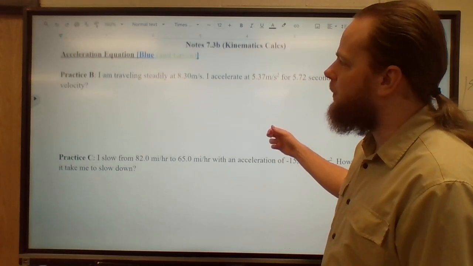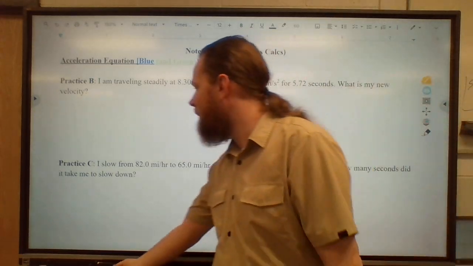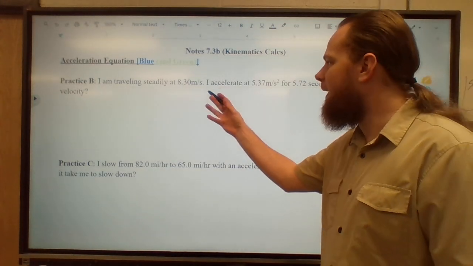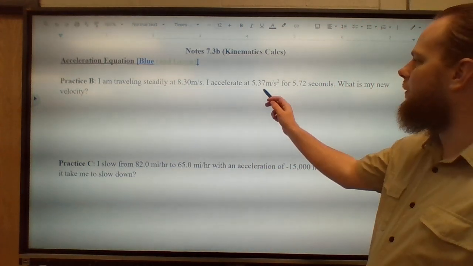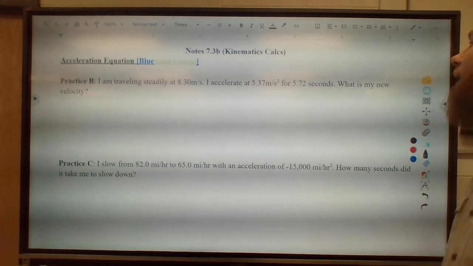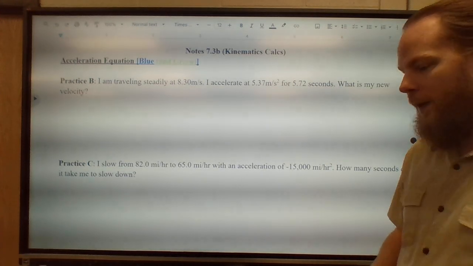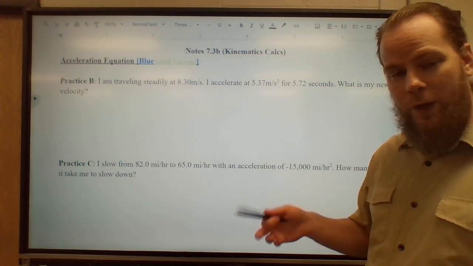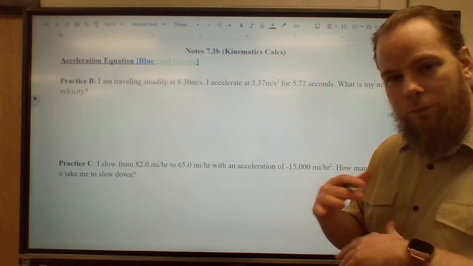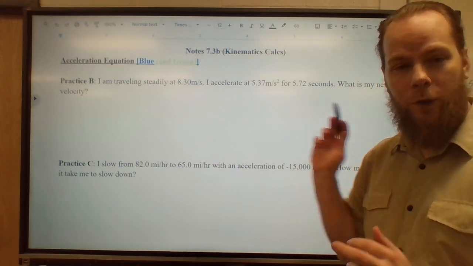We'll start with practice B here. A obviously was the one that was on the first worksheet, on the first set of notes. So I am traveling steadily at 8.3 meters per second. I accelerate at 5.37 meters per second squared for 5.72 seconds. What is my new velocity? In this case, we are being asked to find what? For some of you, you've already figured it out, but let's start at the beginning and work our way across.